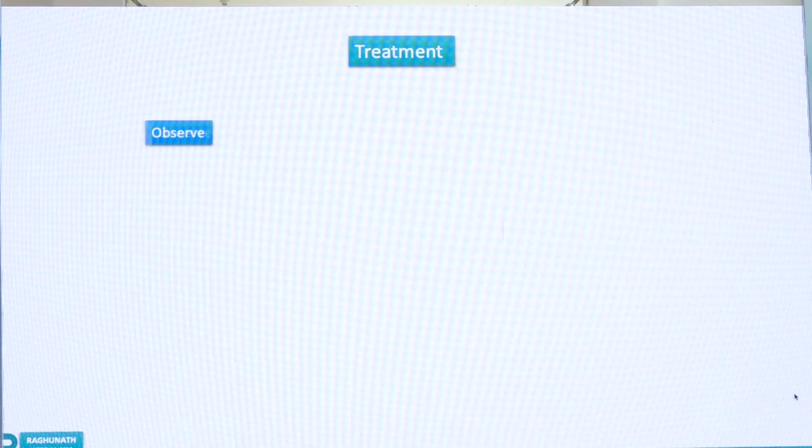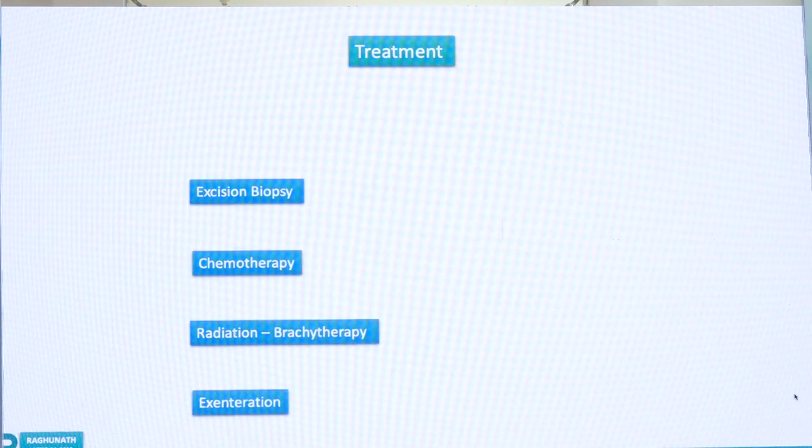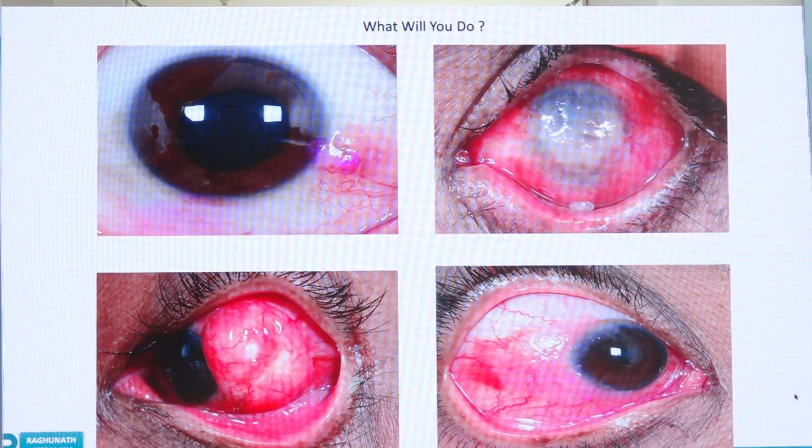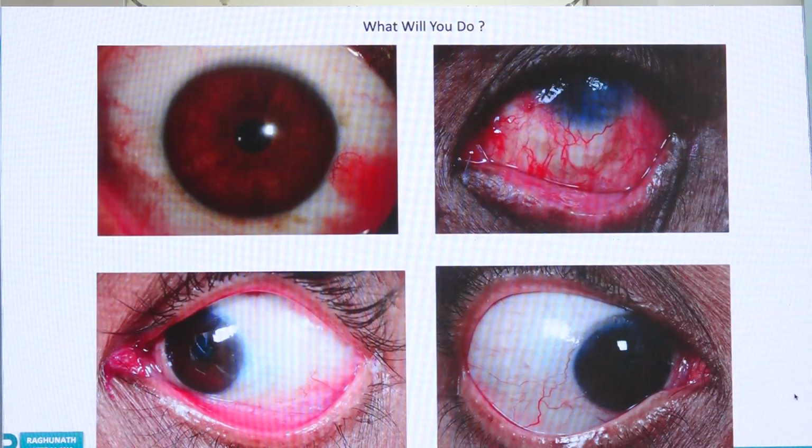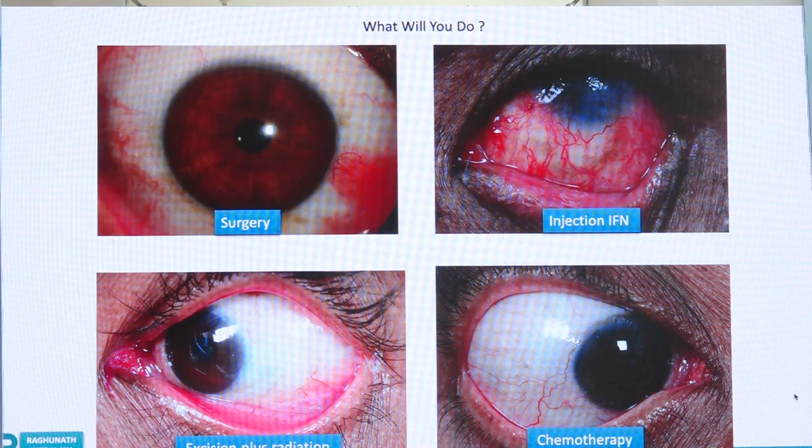How do you treat? There are various treatment options. Observation is out of the box. Excision biopsy, chemotherapy, radiation, exenteration, all these are different options. Now I will not go into details of this. I will just show you in brief. All 4 are ocular surface neoplasia, and all of them are treated, and these are post-treatment pictures. And these are the various ways we treated them. The first is surgical, second is interferon, third is excision plus radiation, fourth is chemotherapy.